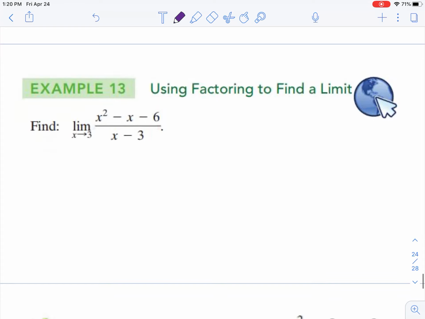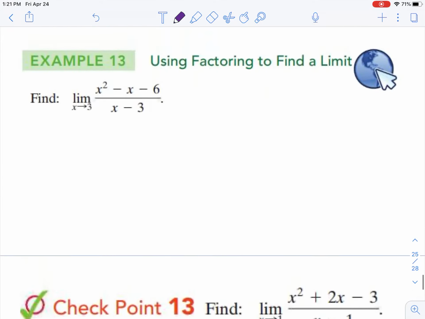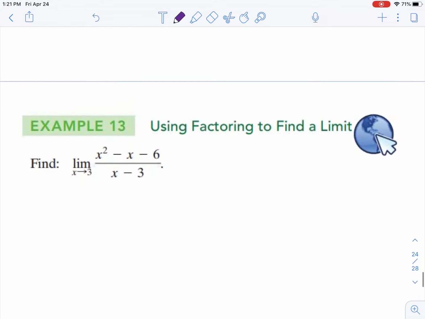All right, now from here, this is the last case. This is going to be the case where we're either going to have to factor or figure out something to get rid of the issues in the denominator. So in this case, we're going to go ahead and factor. Let's see. If I were to plug in 3 here, 3 minus 3 is going to give me 0 in the denominator. So I can't just plug directly into it.